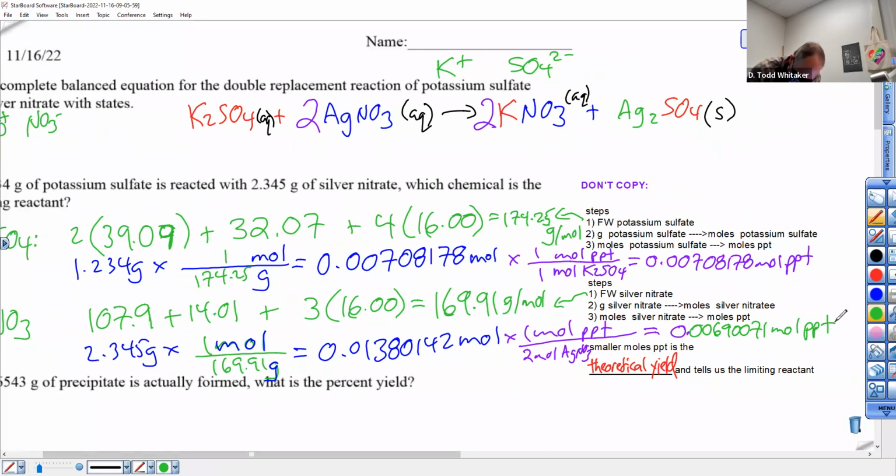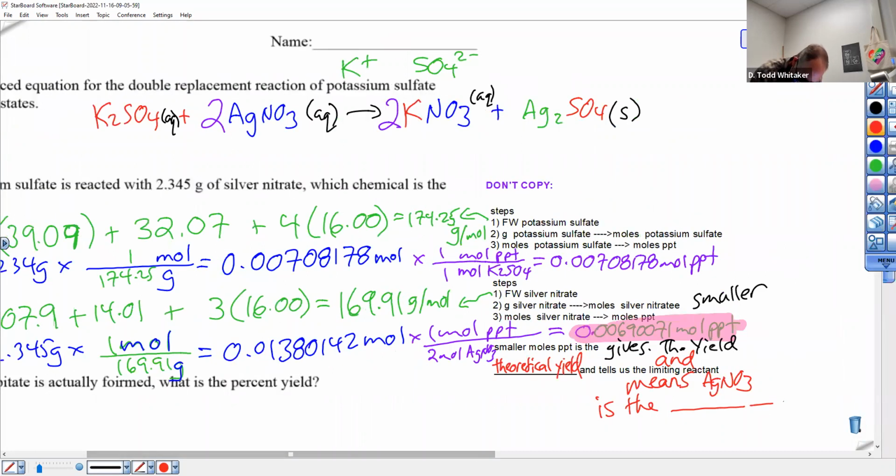PPT. Why is this now the only relevant moles precipitate present? Smaller. Gives theoretical yield. Not the yield, theoretical, short form TH. And that means AgNO3 is the blank blank. What's the blank blank again? Do I have to tell you what's going to happen to the one that makes the smaller amount of precipitate? It's the one that runs out. And she said it. She said limiting reactant. Need something fancy. Limiting reactant.